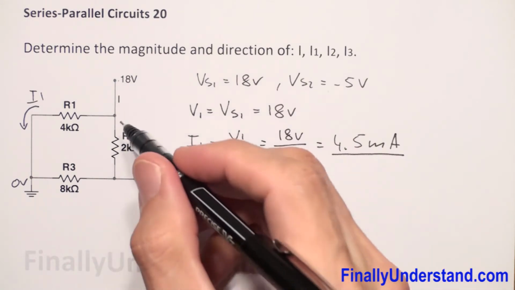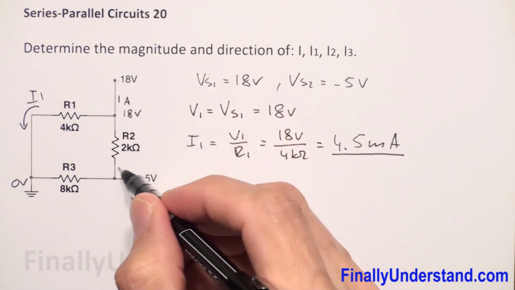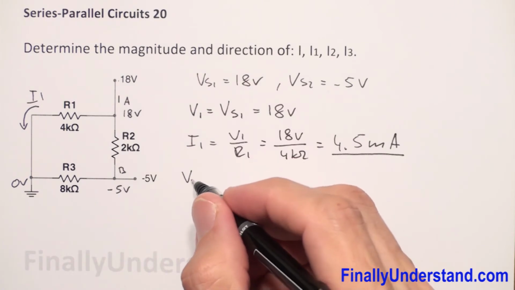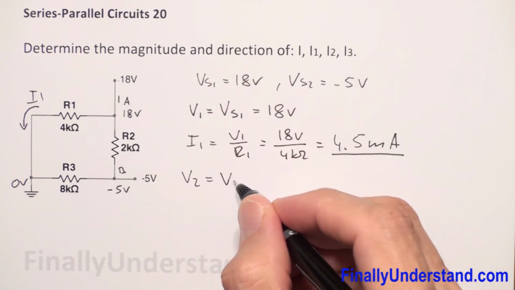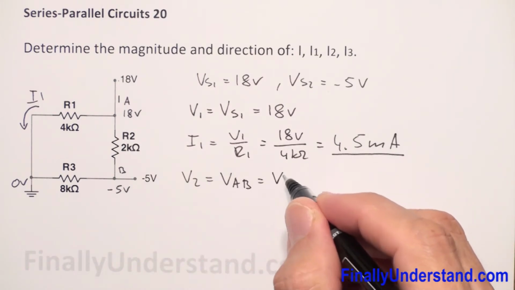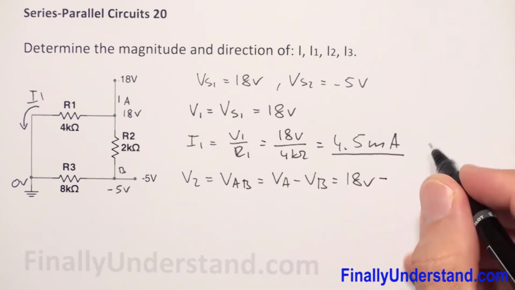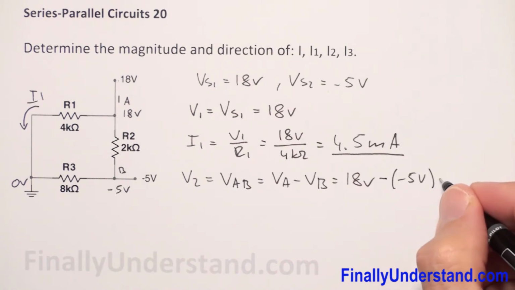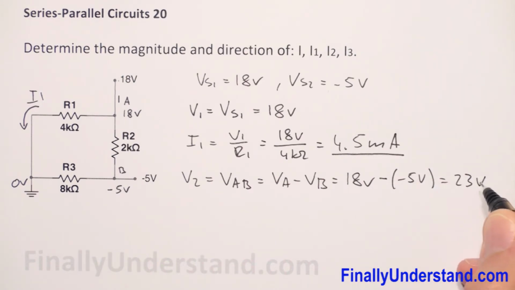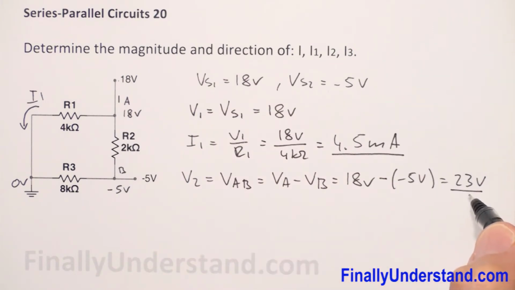Please notice that at this point I got 18 volts. Let me call this point A. And this is my point B. At point B I have negative 5 volts. So voltage across resistor R2, V2, is nothing else just the voltage VAB. So if you want to find voltage across this resistor, simply subtract VA minus VB. VA is equal what? 18 volts minus negative 5 volts. This is equal 23 volts. Okay, so voltage across resistor 2 is 23 volts.